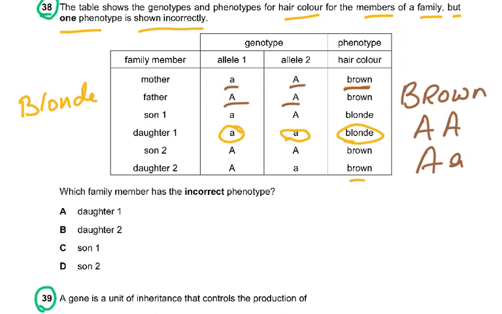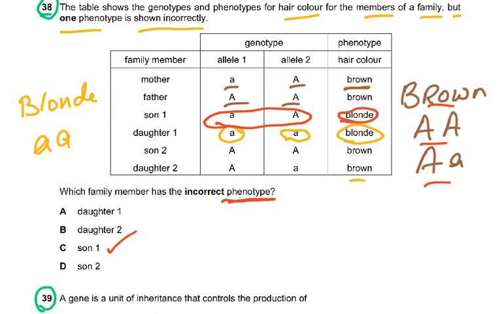But there's one. If it's a blonde, blonde is homozygous recessive. So the blonde people must be homozygous recessive, but this is incorrect. So that is why son 1 was incorrect, because it says incorrect phenotype. Phenotype means the physical appearance, blonde. How can he be blonde if it's big A, small a? Because people who are brown are big A, big A and big A, small a. So blondes have to be small a, small a. So this was where it was wrong.